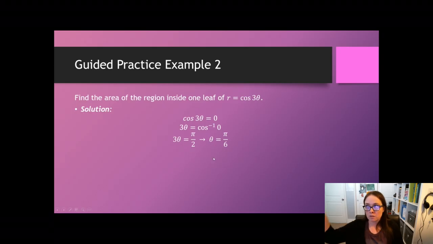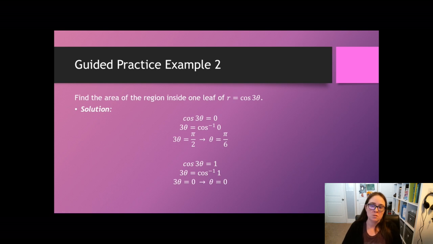The other one was when the radius was 1. So I'm going to also solve this where cosine of 3 theta equals 1. So again, use the inverse. This time, cosine inverse of 1 is going to be 0, which means that theta will also be 0. So my limits of integration are going to be 0 and pi over 6.